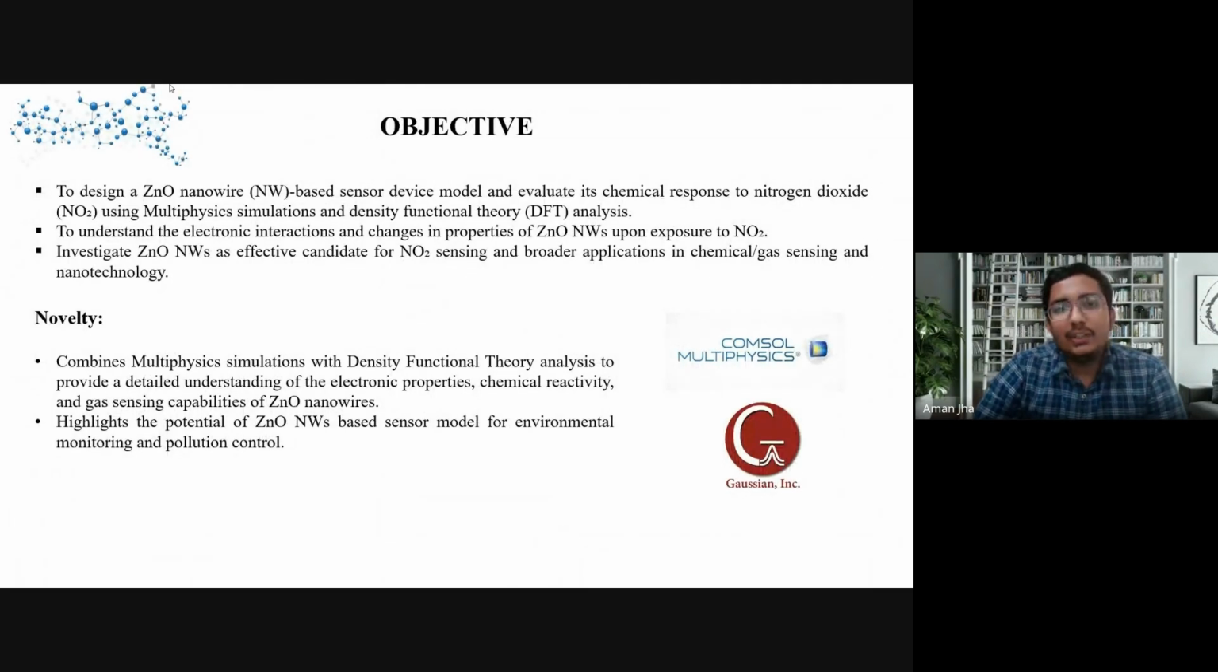Now, the primary objective of this paper is to design such a sensor device model and evaluate its chemical response. Second, to understand the electronic interaction and change in properties and the mechanism of how nanowires actually change or behave with the exposure of NO2. Then to investigate nanowire as an effective candidate for gas sensing and for further broader applications in nanotechnology. The novelty of our work is that we have combined multiphysics simulation and DFT analysis to provide an in-depth understanding, and it also highlights the potential of zinc oxide-based nanowires for environmental monitoring and pollution control.